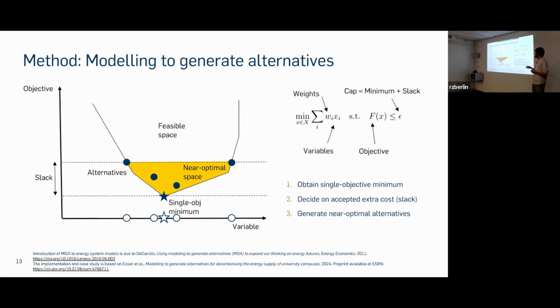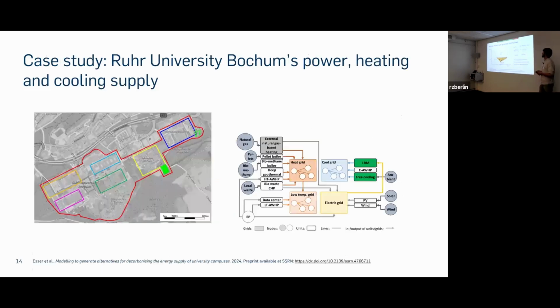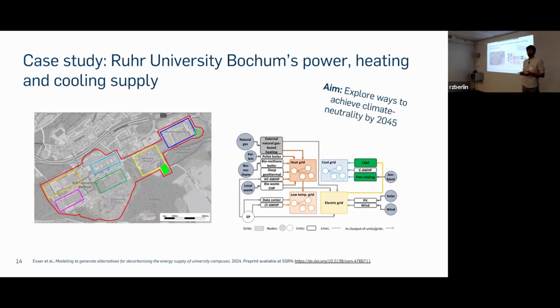That's also an existing method that I made a new implementation of in Backbone, an energy system optimization framework, and applied it to different case studies. I will also very briefly talk about one of them, a case study where we analyzed different options to decarbonize the power, heating, and cooling supply of my university, the University Bochum. Here it was really about exploring ways to achieve a climate neutrality target, which was set by the university administration for the year 2045.